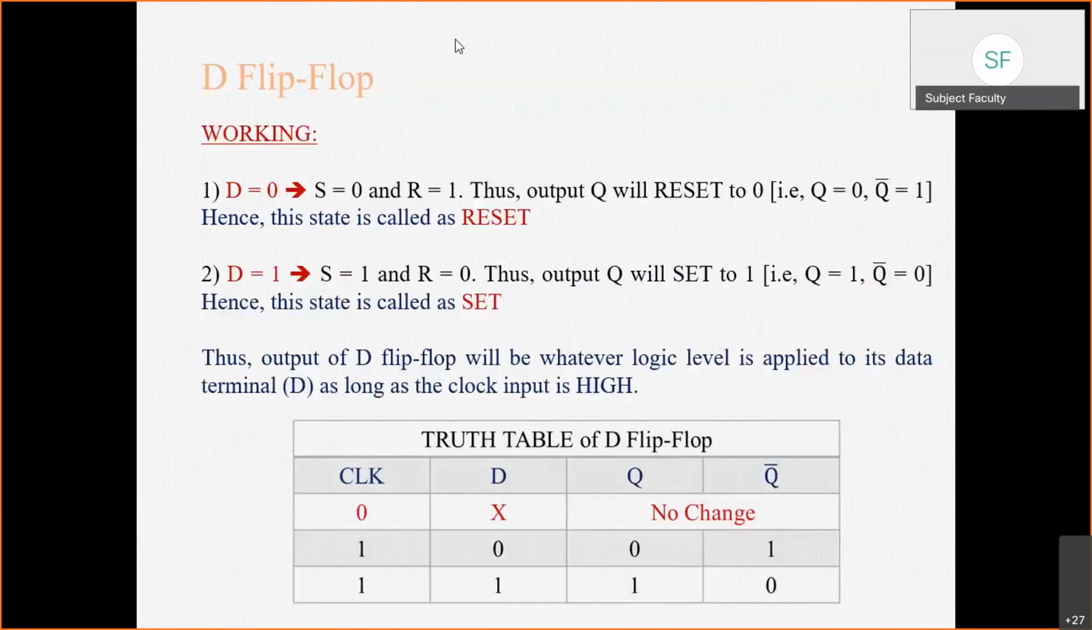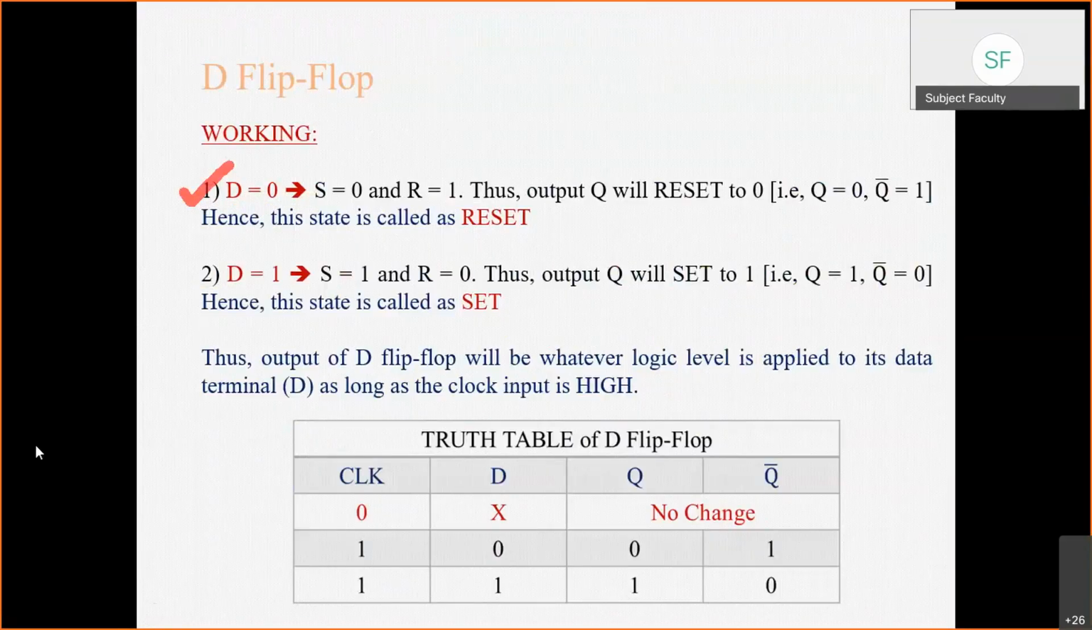So now we will see its working. Once you have understood the working of SR flip-flop, it is very easy to understand the working of D flip-flop also. Now since only one input terminal is there, there will be only two conditions. Either the value of input terminal D will be 0, or the input terminal D will be equal to 1. Okay, so only two cases are there.